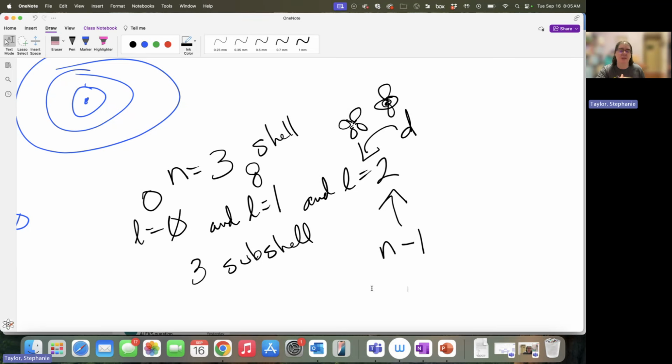So the highest value of L for any particular shell is equal to the shell number minus 1. There's lots of different ways to say that, to look at that, but that's what we're talking about here.